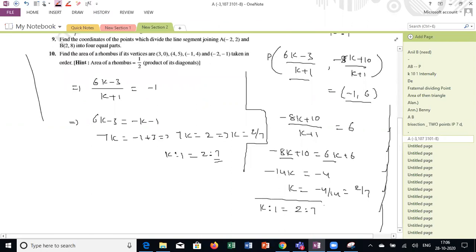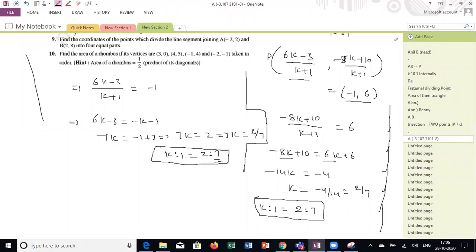So you can take any x-axis coordinate or y coordinate and compare with the coordinate of the equations we got, and you can calculate the ratio. This is how we can calculate the ratio, one method using the section formula.